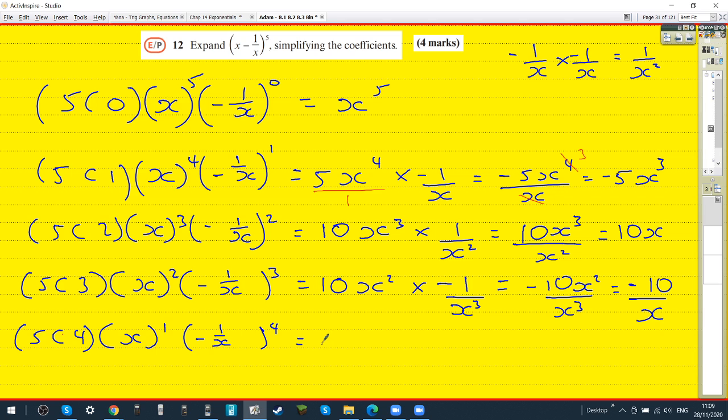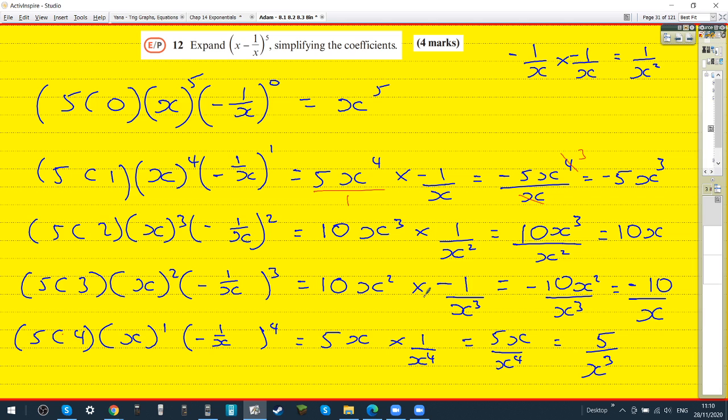Five choose 4 is 5. So it'd be 5x multiplied by 1 over x to the power of 4, which gives you 5x over x to the power of 4. And then that gives you 5x to the minus 3, is that right? Yeah, 5x to the minus 3 or 5 over x to the positive 3.